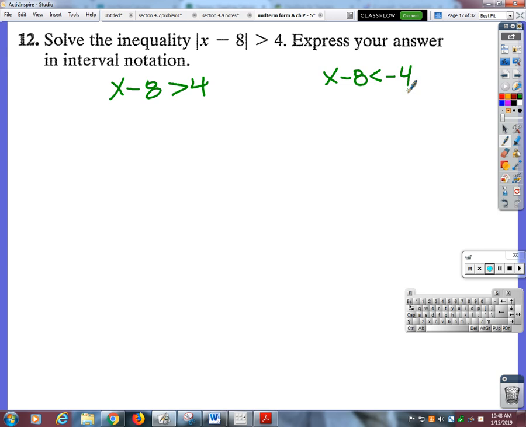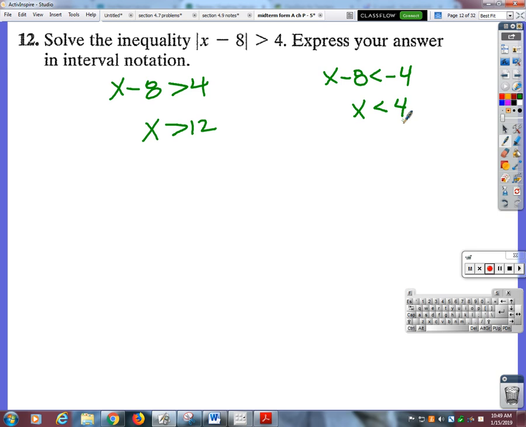So the first thing that I did is I just wrote it regular, right? The next thing that I did is I switched the inequality and I switched the sign of the thing. And then from there it's pretty easy. How do you solve x minus 8 is greater than 4? You add 8 to both sides, so we know that x has to be greater than 12. I also add 8 over to here, so that means x is less than 4.